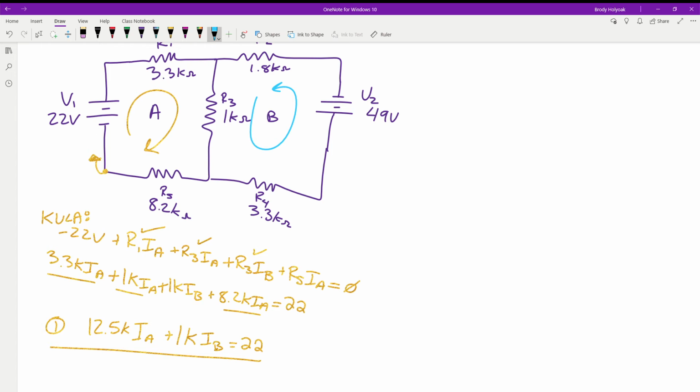Okay, so now that we have our first equation, simplified down as far as we can get, now we're going to go through and solve for our second equation. We're going to pick any point, and we're going to go in the direction of our loop. Again, we don't care what the induced polarity is. We're just writing down assuming from this loop's point of view. So we end up with Kirchhoff's voltage loop B. We have R4 times IB. We have a plus 49 volts.